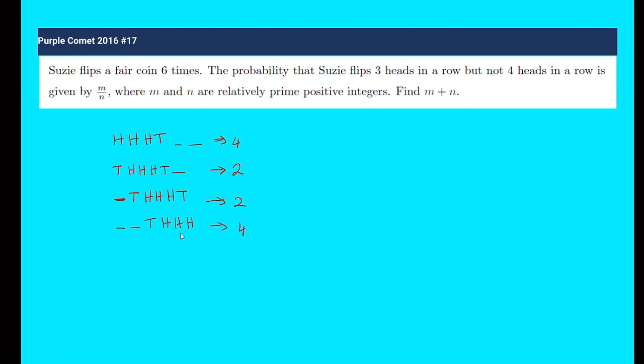In total, our probability is going to be desired outcomes divided by total outcomes. So the desired outcomes are 2, 2, 2, and 4, which is 12. And the total outcomes: for every single flip you have 2 options, tail or head. You are flipping 6 times, so 2 to the 6th power. So 12 over 64 is going to be 3/16. And we are looking for m and n relatively prime. In this case, 3 and 16 are. So 3 plus 16 has to be 19. Okay, so that's the final answer.